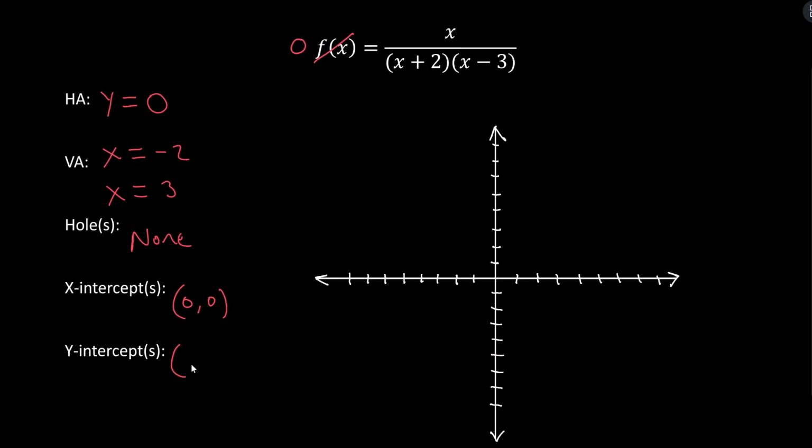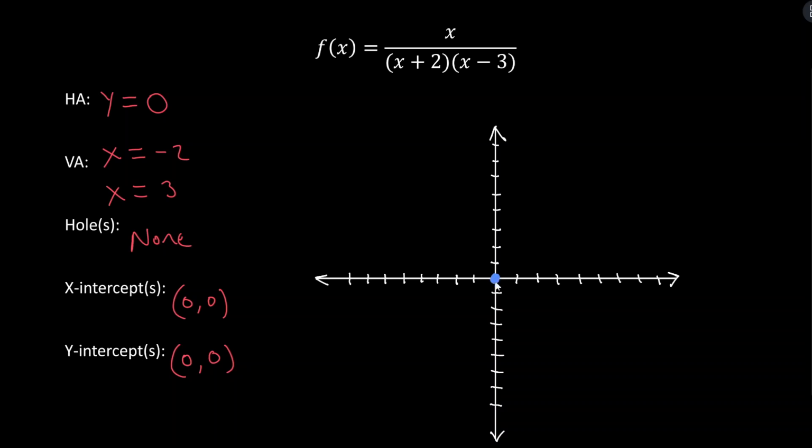Awesome. Our y-intercept we can get by just plugging in 0 for x. This is perhaps the easiest one to get, right? I plug in 0 for x, I get 0 over 2 times -3, that's 0 over -6, which is 0. I also could have just looked at the x-intercept and noticed, hey, wait a minute, the x-intercept is (0, 0), and that is also a y-intercept. That is actually the only point that is both an x and y-intercept, because it intersects both axes.